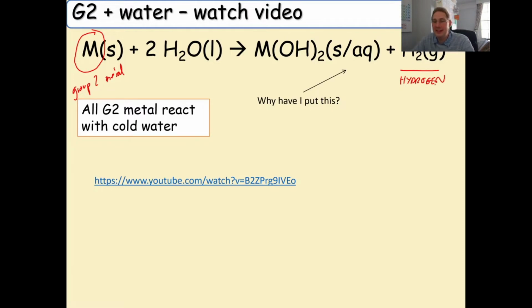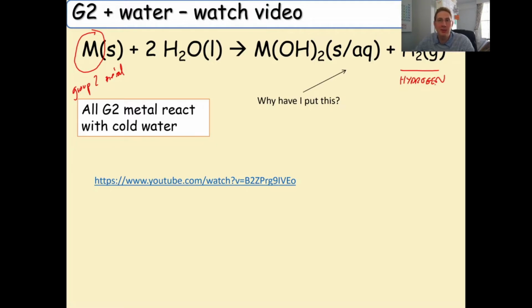Okay, and this is akin to the group 1 reactions, again from GCSE. Potassium and water made potassium hydroxide and hydrogen. Sodium and water made sodium hydroxide and hydrogen. Group 2 metals behaving like the group 1 ones. You react them with water, they generate hydrogen.